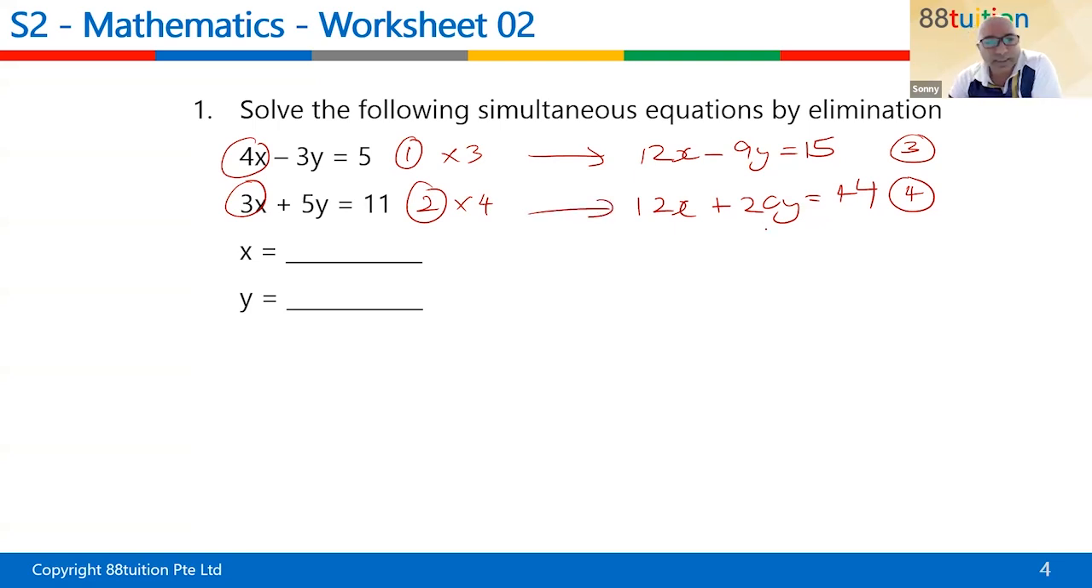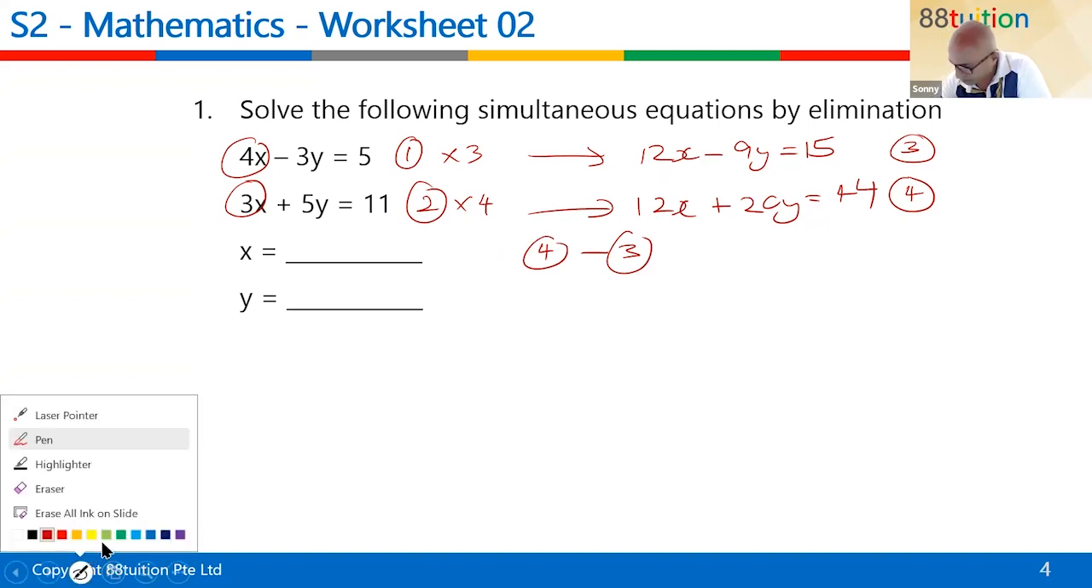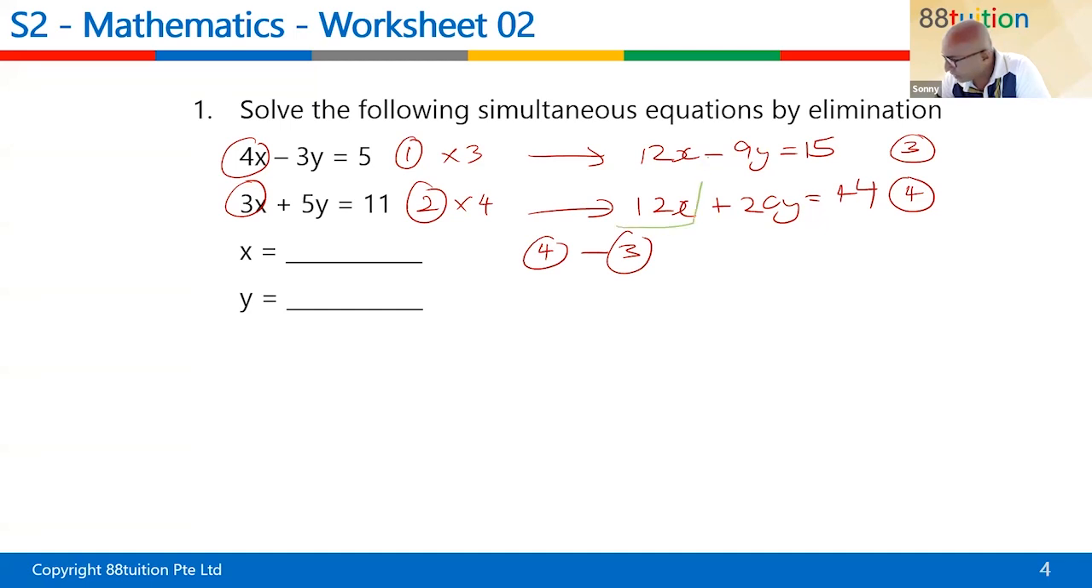So now the next step is you want to eliminate the x's, right? You got 12x and 12x. You can either have equation 3 minus equation 4 or equation 4 minus equation 3. I'm going to go with equation 4 minus equation 3, all right? So I'll just do it up. 12x minus 12x. You look at this, all right? 12x minus 12x, you get 0.